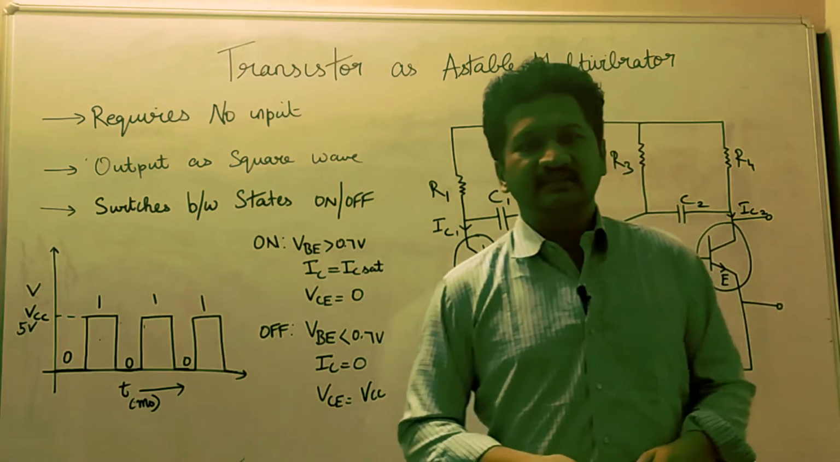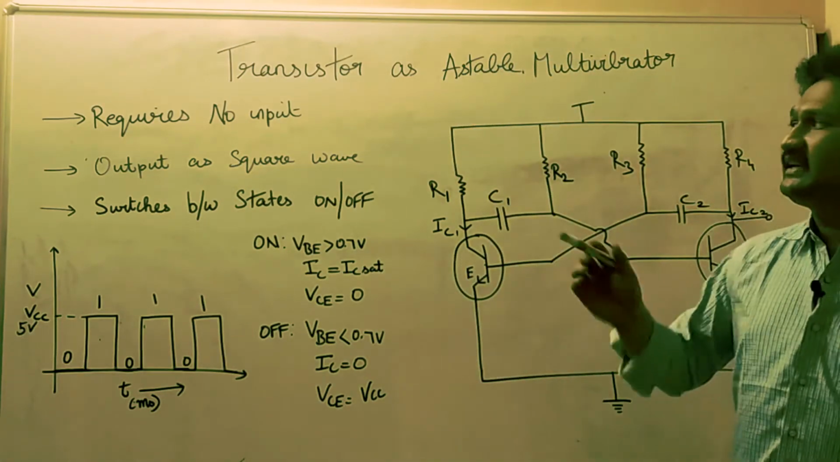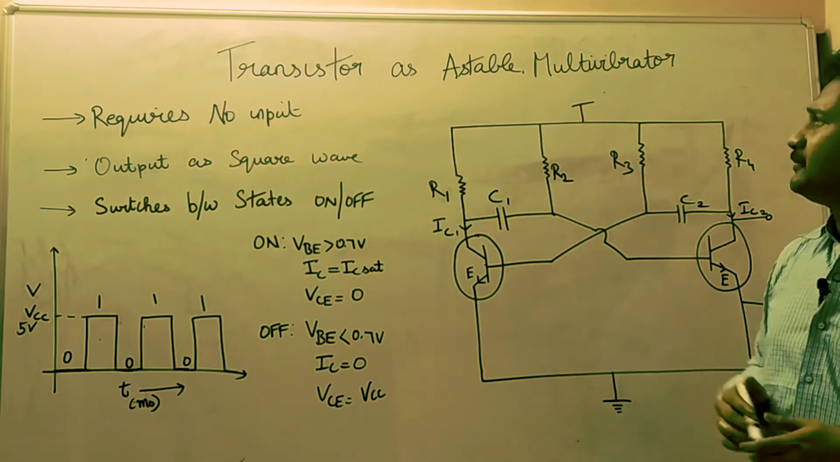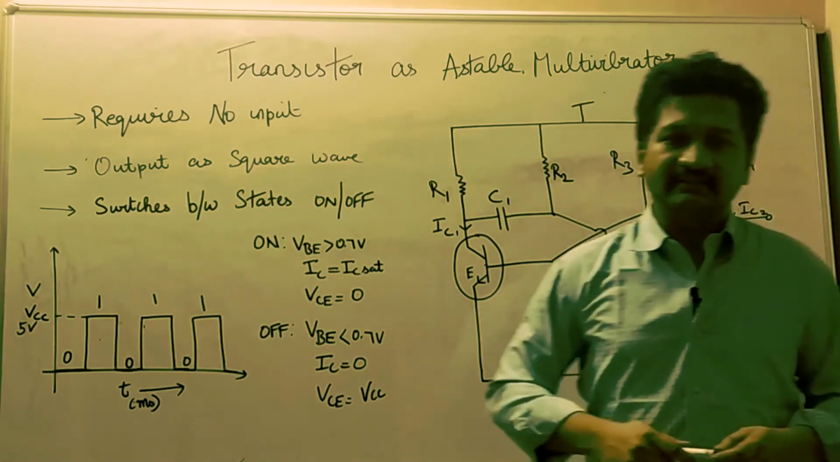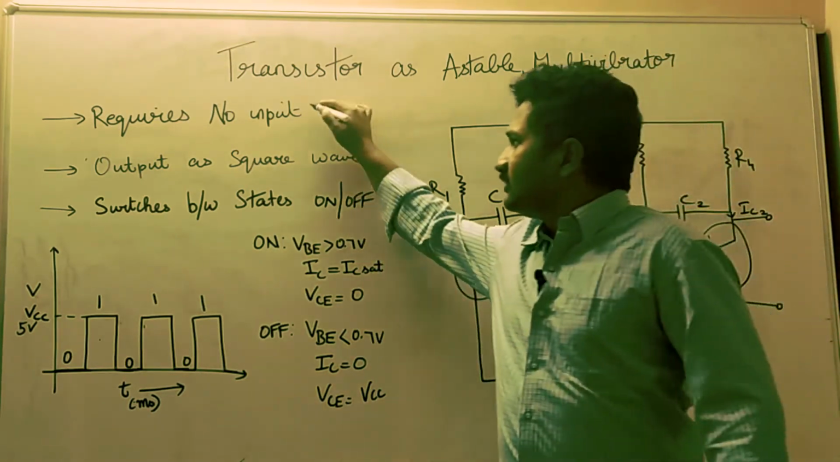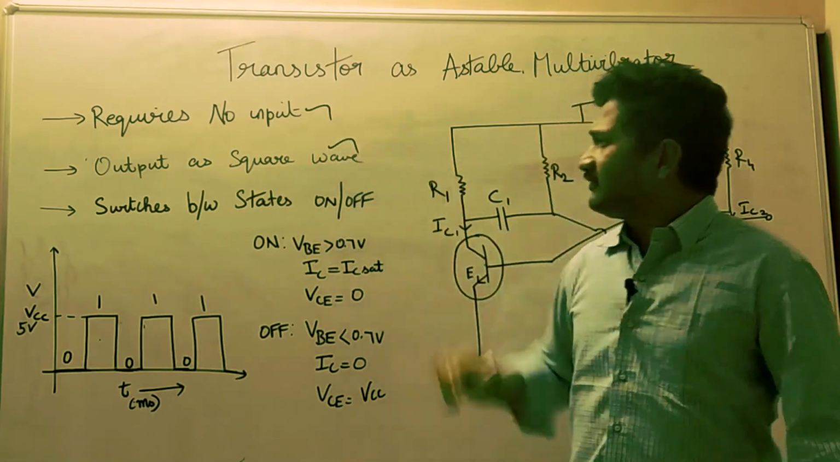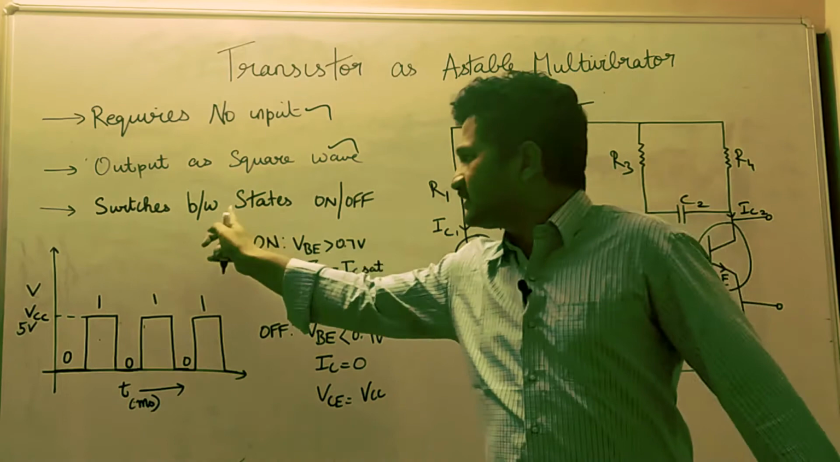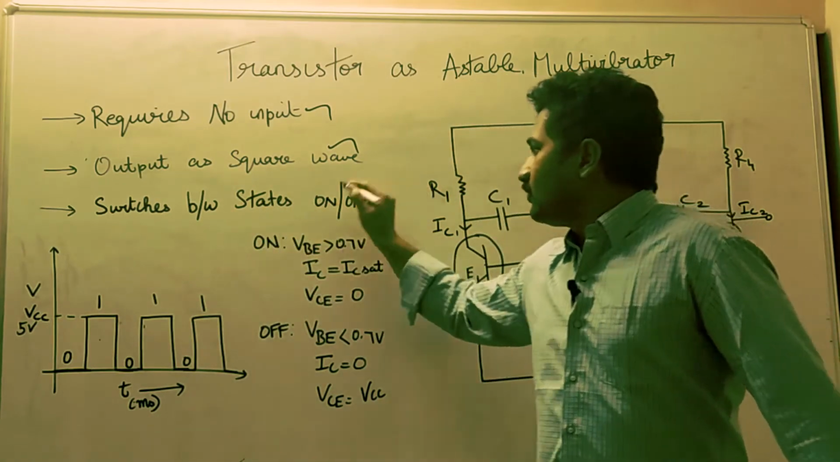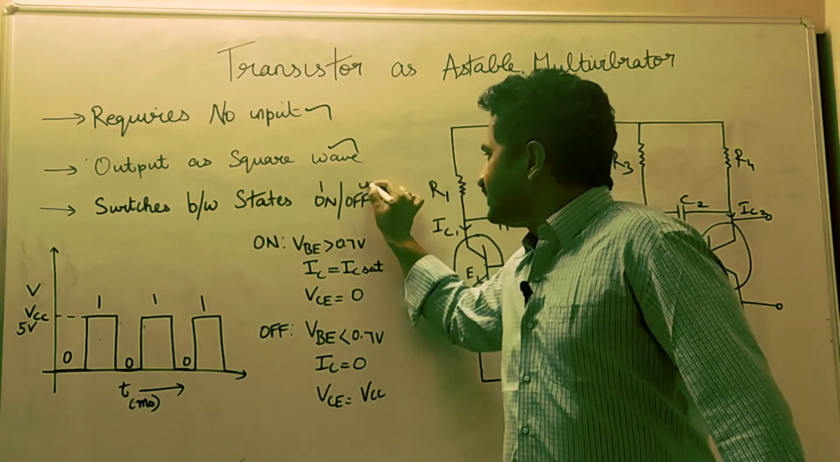Hello everyone, in this lecture we are going to talk about multivibrators. So what is a multivibrator? A multivibrator is a device which requires no input. The output will be in the form of a square wave, and the state switches between on and off. On is 1 and off is 0.